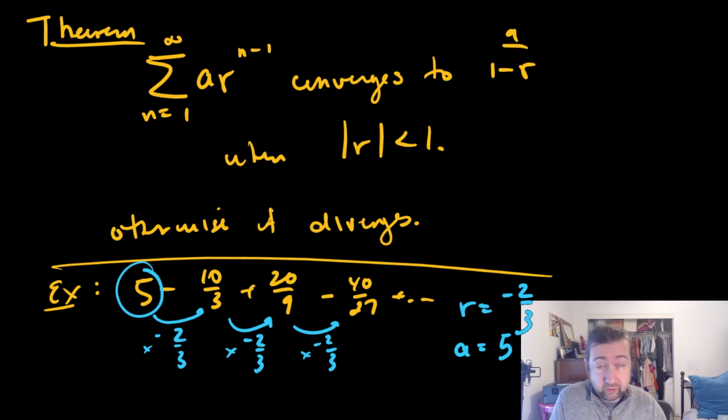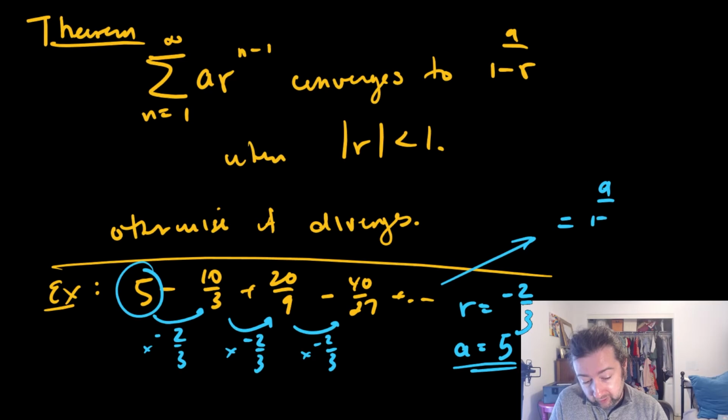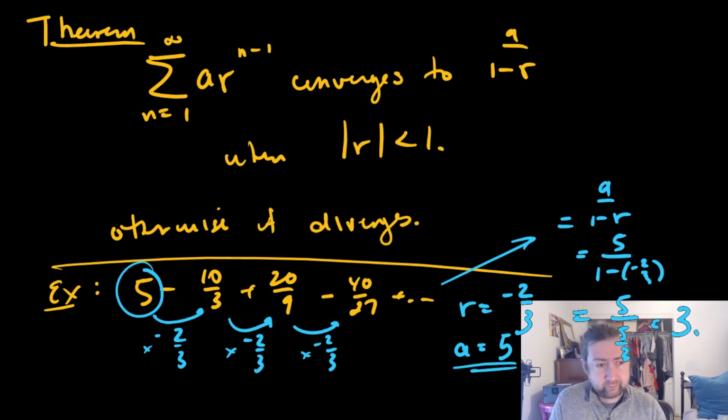I don't even need to devolve to sigma notation here if I don't want to. I can just write down what this equals. Because I've identified this as a geometric series with these parameters, this equals a over 1 minus r, which is 5 over 1 minus -2/3, which is 5 over 5/3, which is 3. So that is a convergent geometric series, and the value it converges to is 3. Okay, typical of geometric series type constructions.